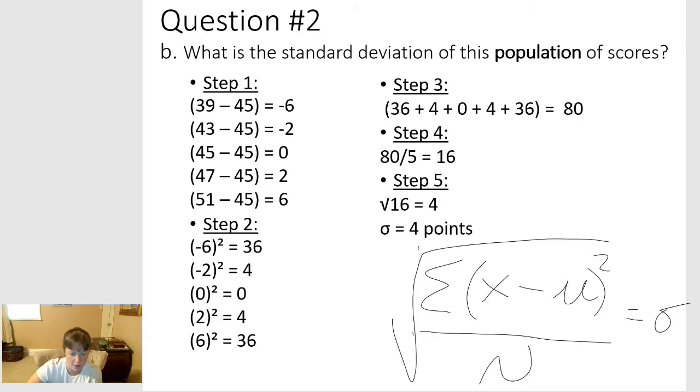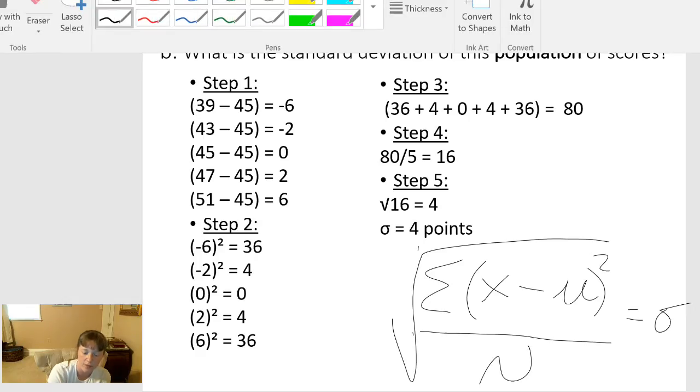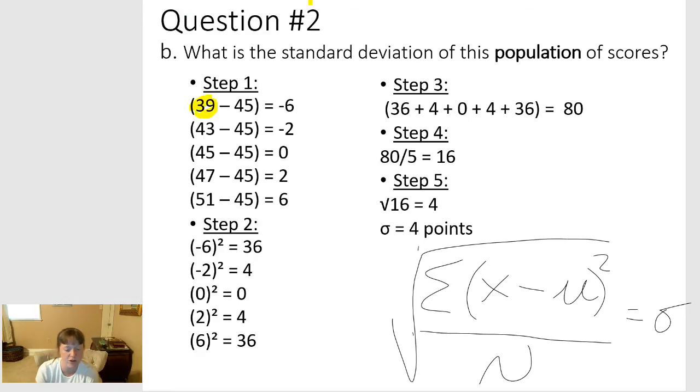All right, so let's do that. Here we've got the person with the raw score 39. In order to calculate the standard deviation, I'm going to subtract the average of 45 to get the deviation score of negative 6. I'm going to do that for all the scores. As a second step, I'm going to square those deviation scores to get 36, 4, 0, 4, and 36. Then as a third step, I'm going to add all those squared deviation scores up to get 80. That is my sum of squares.